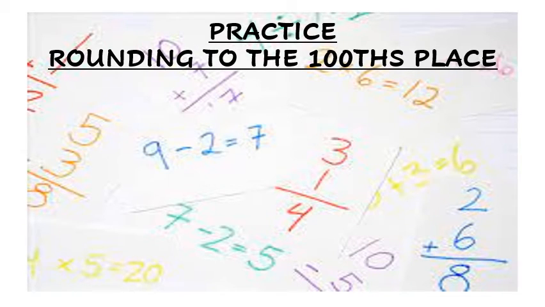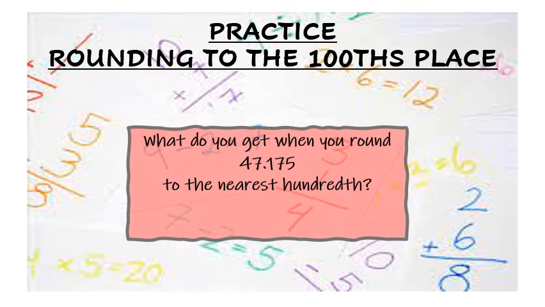Now let's practice rounding to the hundredths place. What do you get when you round 47.175 to the nearest hundredth? Well, let's draw our vertical line. It's not going to go here like it did last time, because that was when we were rounding to the nearest tenth. We're rounding to the nearest hundredth this time, so we need to go 1 space over. Our vertical line goes right here behind the hundredths place.